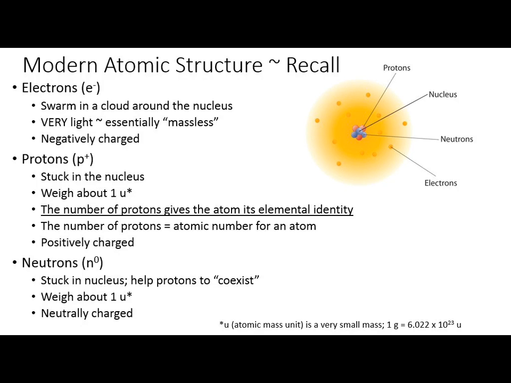So the last subatomic particle are the neutrons. It might seem like the neutrons don't matter, but they do. The neutrons also weigh 1 atomic mass unit. Okay? The neutrons are important because subatomic particles with the same charge don't like to coexist.